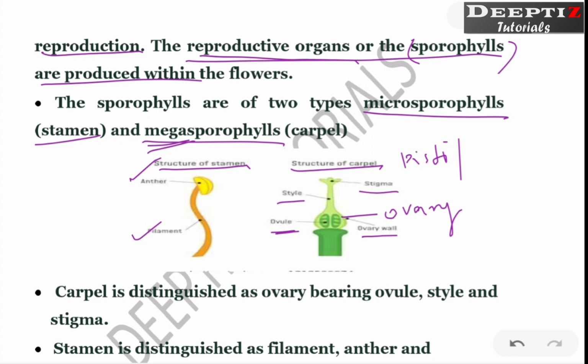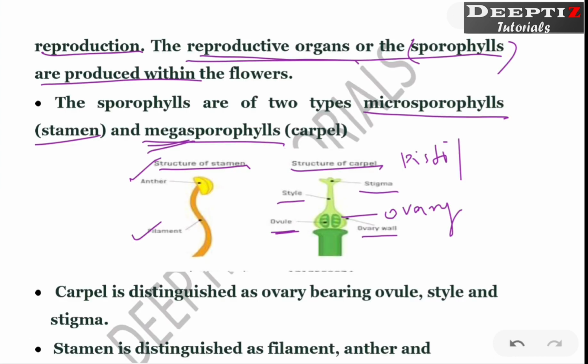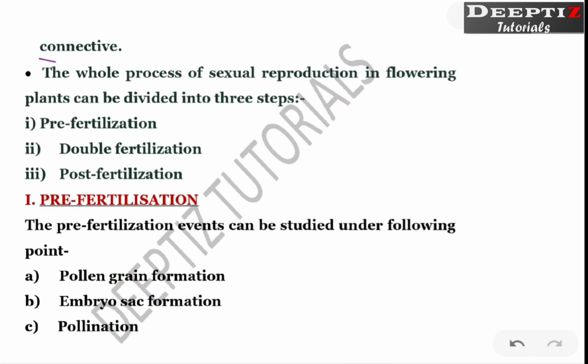Before, we have seen within the flower this pistil area, or carpel, and the stamen, and in this one we are just seeing that it's separate. Carpel is distinguished as ovary bearing ovule, style and stigma. What is a carpel? It consists of ovary. Ovary has ovule. Apart from that, style and stigma. Stamen is distinguished as filament, anther, and one more structure we call connective.